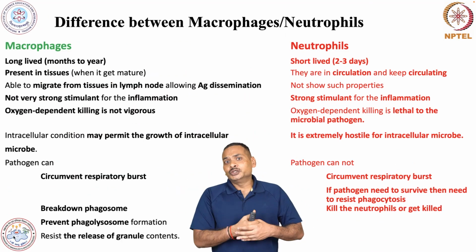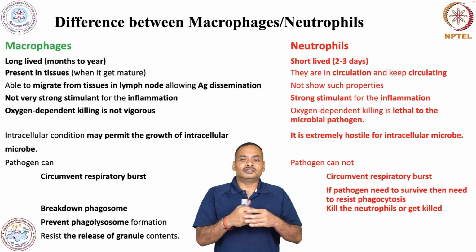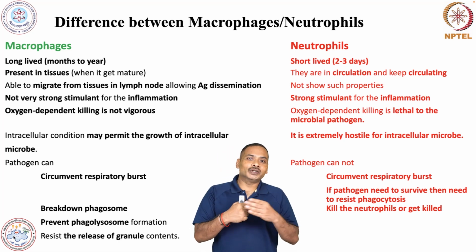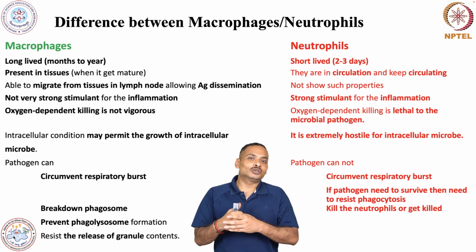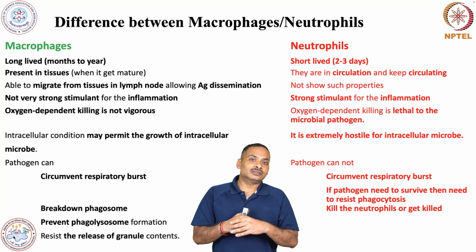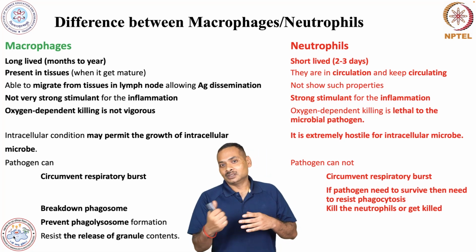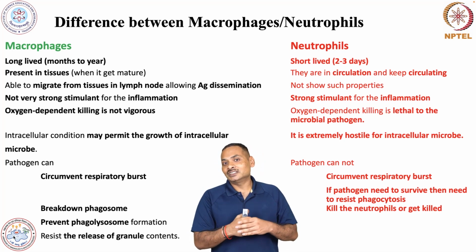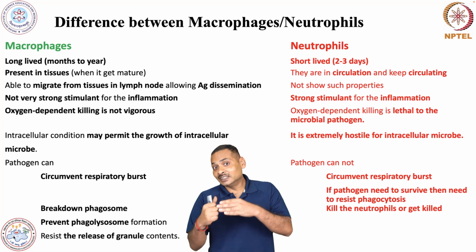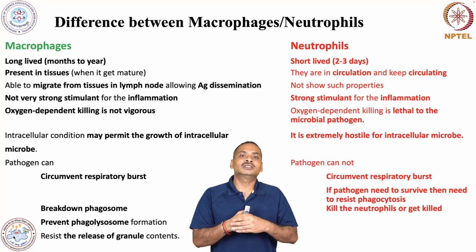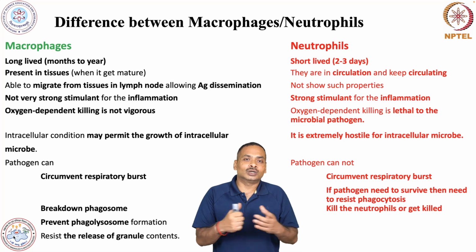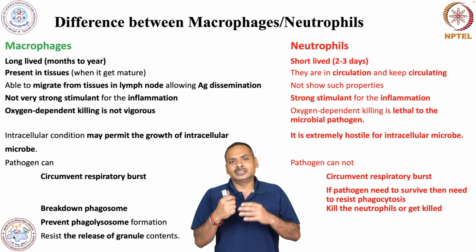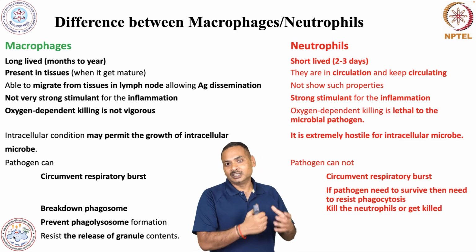But on the other hand, neutrophils are extremely dangerous to the microbe. So, there are only two ways to escape from the neutrophils. One is that they should not come in contact with the neutrophils, and if they are coming in contact with neutrophils, then they should kill the neutrophils. In that way they can escape from the neutrophils. There is no other way. If the neutrophil takes up this microbe, then this microbe will definitely be killed by the neutrophil.